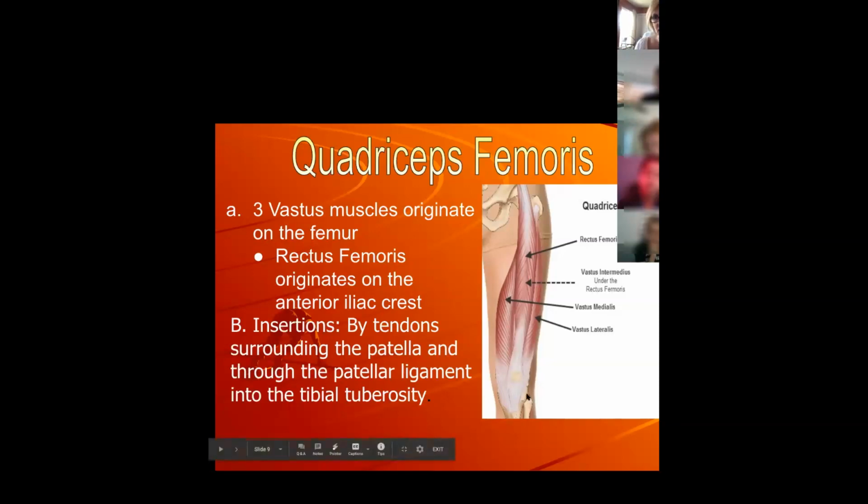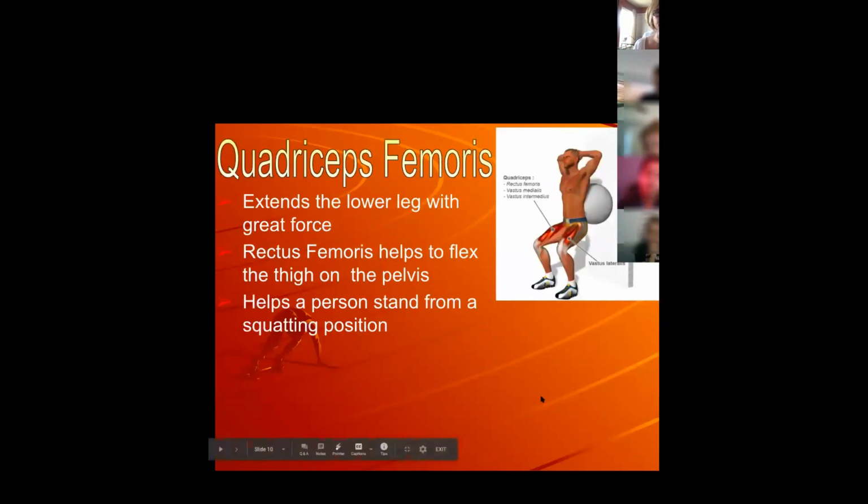And we can see they all insert through tendons surrounding the patella. So quadriceps femoris here, all 4 of these muscles together. When he goes to stand up, he's going to extend his knee. He's going to straighten his knee. And that's going to be those muscles working together.